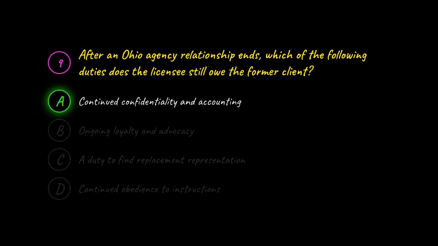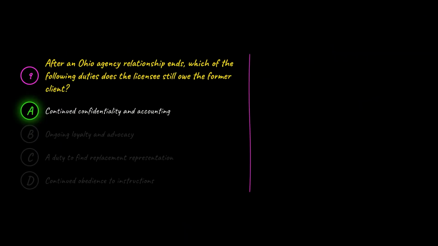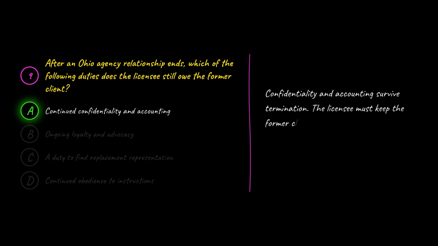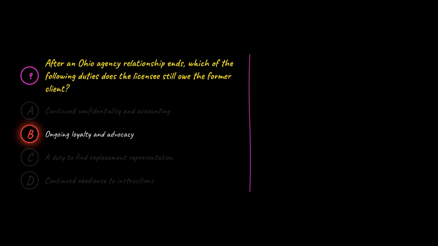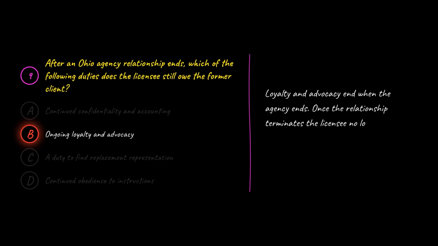The correct answer is A. Continued confidentiality and accounting. A is correct because confidentiality and accounting survive termination. The licensee must keep the former client's confidential information confidential and account for any of the client's money or property still held even after the relationship ends. B is wrong because loyalty and advocacy end when the agency ends. Once the relationship terminates, the licensee no longer champions the former client's interest, unlike the duties that continue.